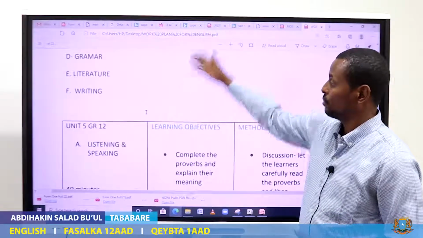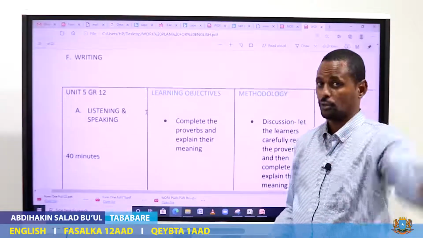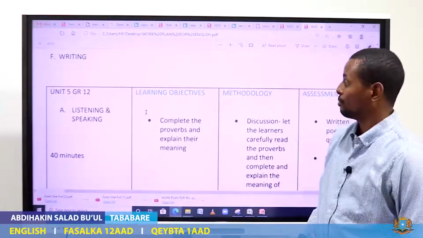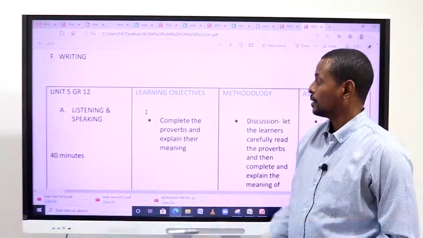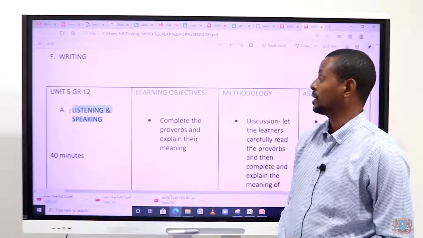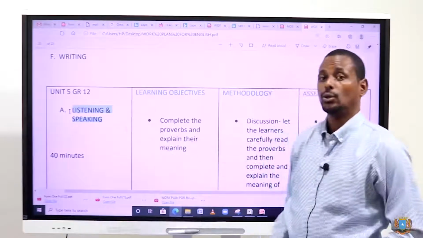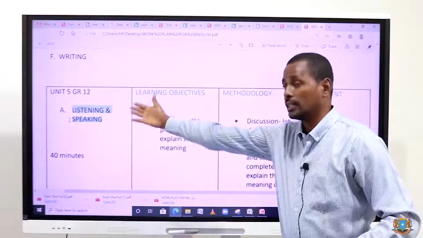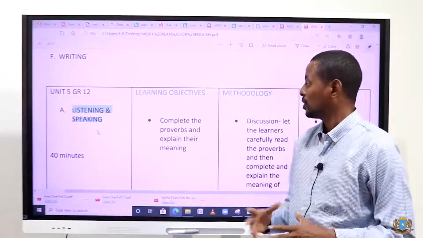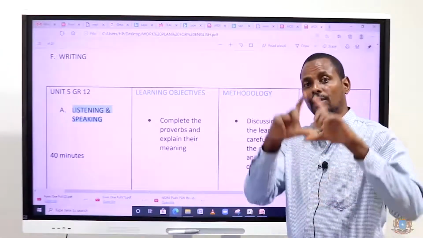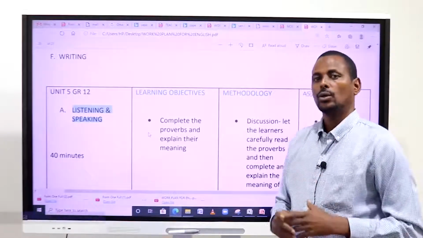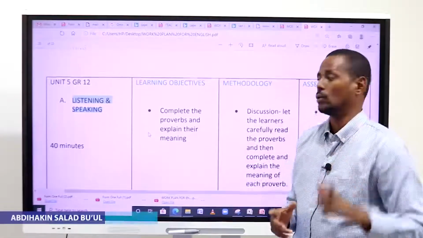So this overview, I'm not going to dwell on it. We have already talked before. So as you can see, unit 5, grade 12, it begins with the listening and speaking. Basically, there is a title, although it's not missing, it's not indicated here. If you are an English teacher and you access the book, you will find it has a passage named "The Lion with a Thorn in His Paw."